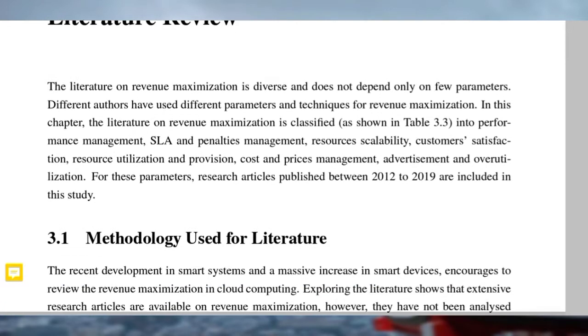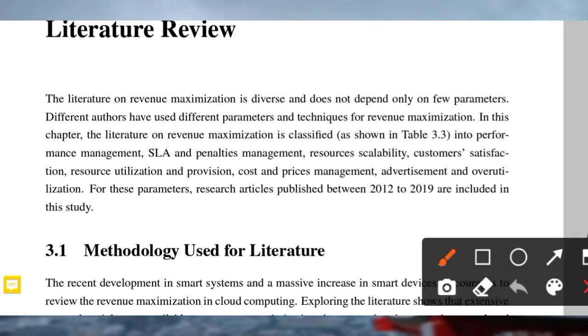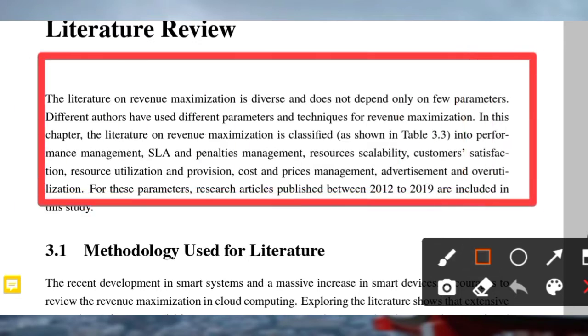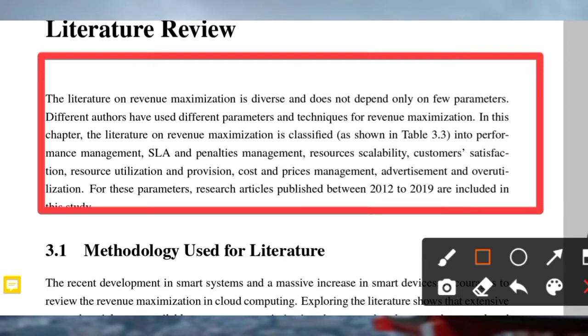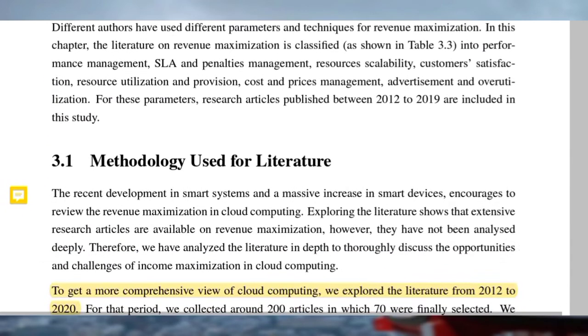If you are writing the literature review chapter, then the first thing you have to do is write the introduction of the literature. You can see that this is the overview of the literature. We write the overview so that we connect the reader with our literature review, what we are going to do or what we have done in this chapter.